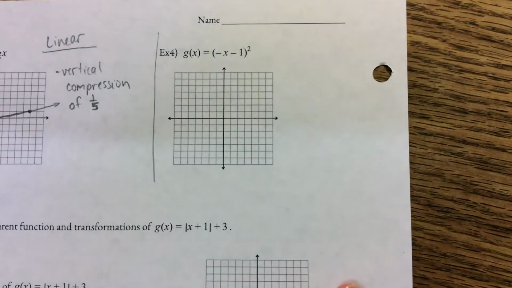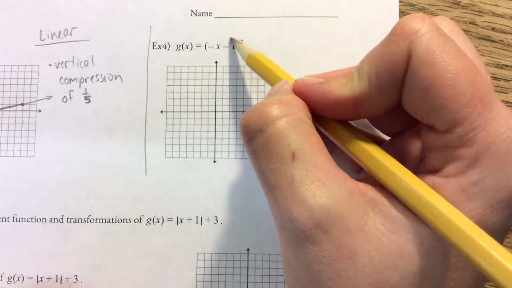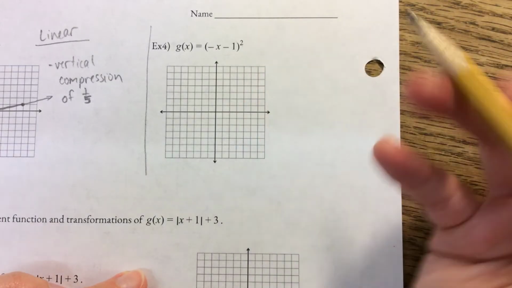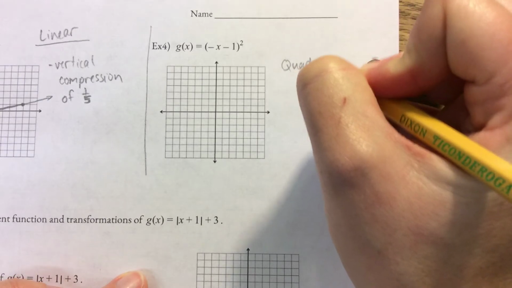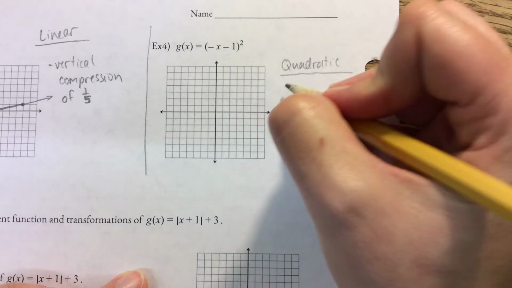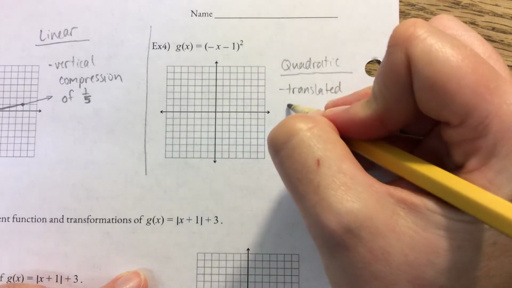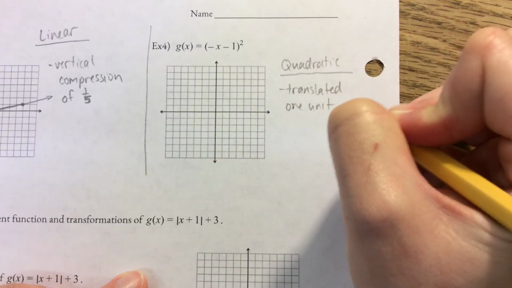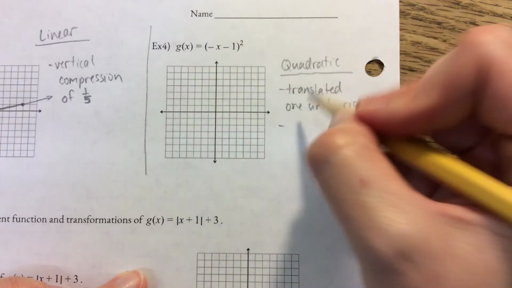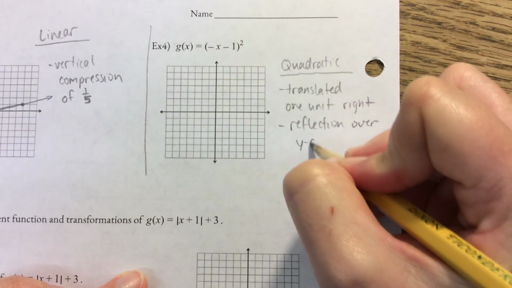Alright, and last one. So we have a couple things happening here. I have a -1. Oh, first let's talk about the parent function. So we have a squared here, which means it's quadratic. I have a -1 inside, so that's going to be translated 1 unit right. And this negative on the x is a reflection over the y-axis.